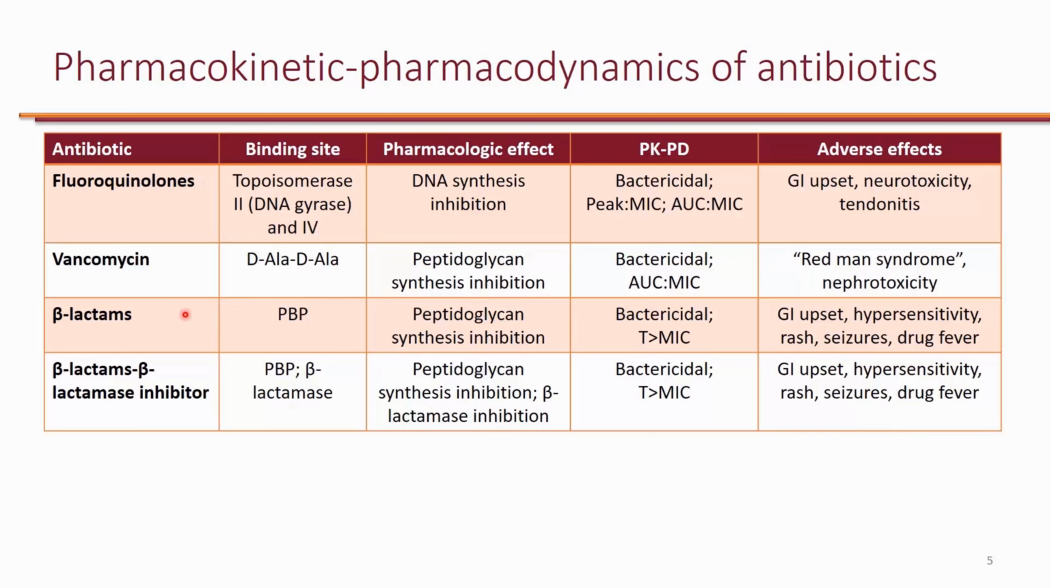Beta-lactams, such as penicillins, cephalosporins, carbapenems, and aztreonam, are available, most of them as IV, but many penicillins and cephalosporins are also available as PO. Carbapenems and aztreonam are strictly available as IV with no PO formulation available. Generally speaking, beta-lactams cause GI upset, hypersensitivity. So a penicillin allergy is the most common drug allergy that you will see in patients. They can cause skin reactions such as rash.